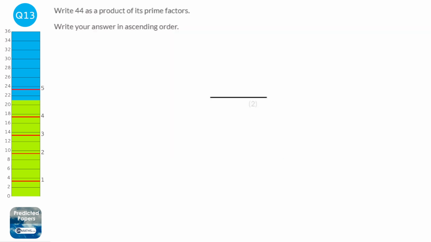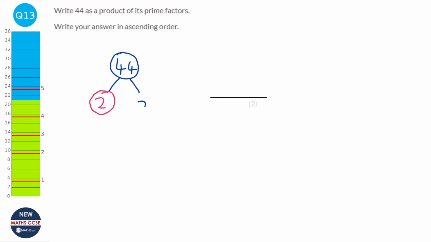There are a few different ways of finding the product of prime factors. I prefer using the bubble technique, so we just write the number out and put a bubble around it, and we split that number into two numbers. So we find two numbers that multiply together to make that number. I always pick the smallest that I can on the left-hand side. The smallest I can think of is 2, and so 2 times 22 is 44. And now we think about 22, and that's 2 times 11.